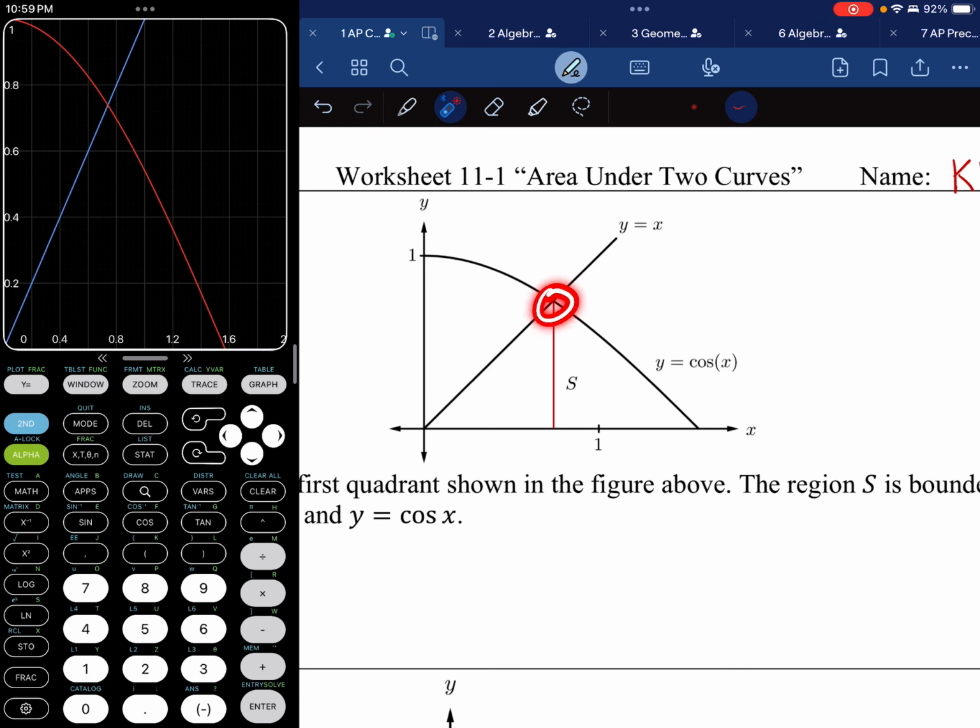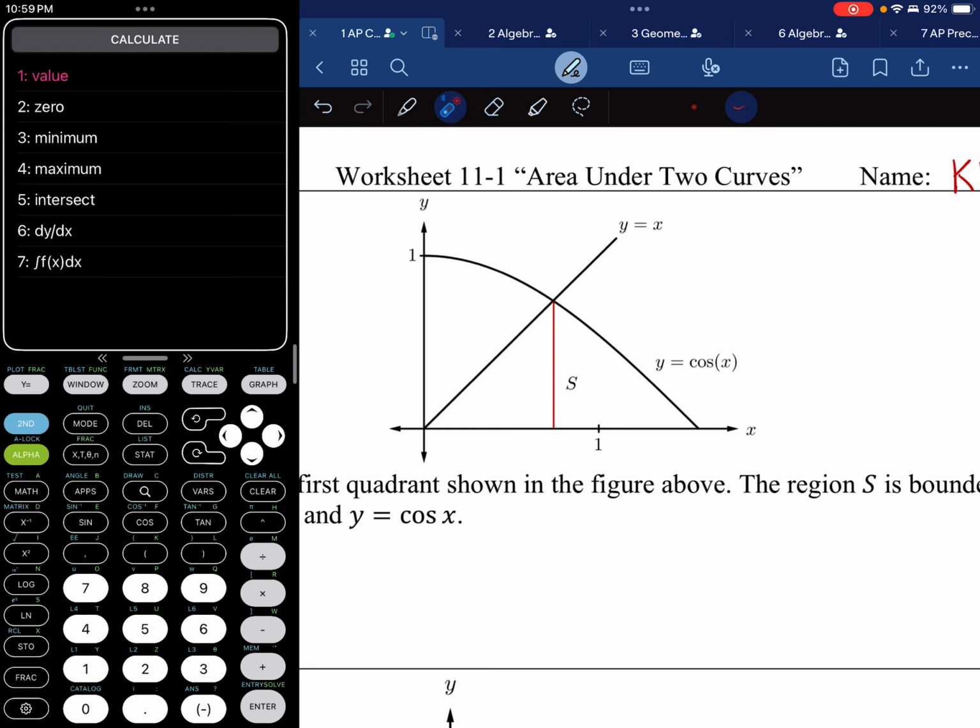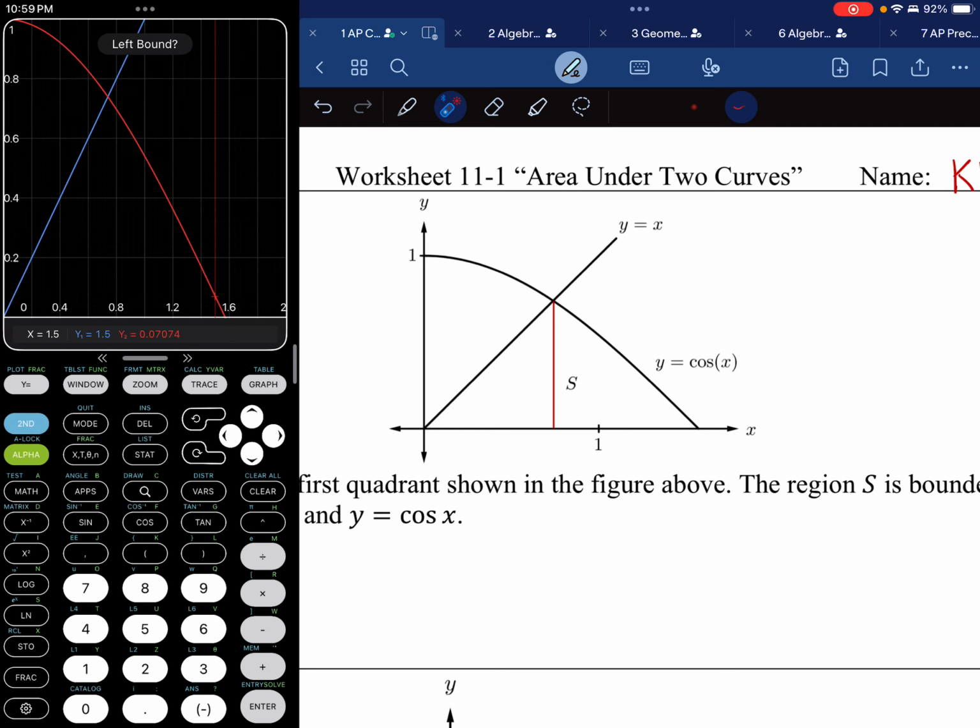So in order to find this intersection, I'm going to do second trace to do a calculation of intersect. So I'm going to hit option 5. And my calculator might be a little bit different than yours. My prompt is, what's my left bound? I'm just going to enter 0. My right bound, I'm just going to enter 2.